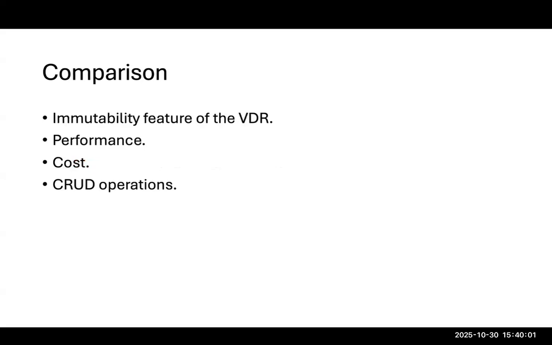This method does not provide any consideration about privacy. Now, if you remember, when we started talking about the DID method, we specified some indicators to compare the three solutions. Essentially, immutability feature of the VDR, performance, cost, and CRUD operation. So let's use these indices to compare the three methods.